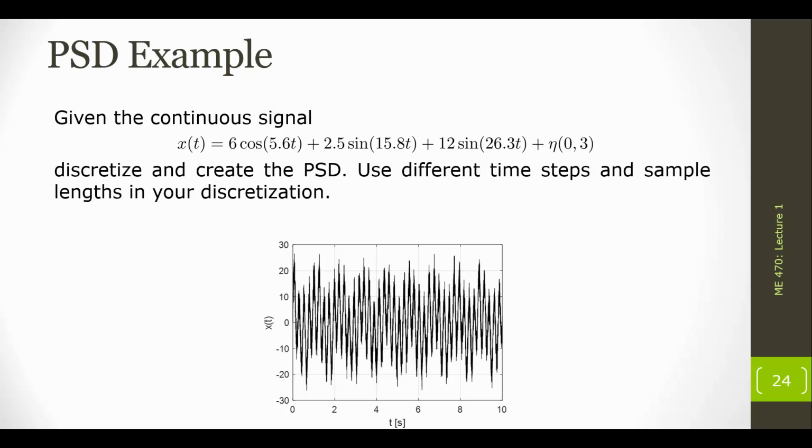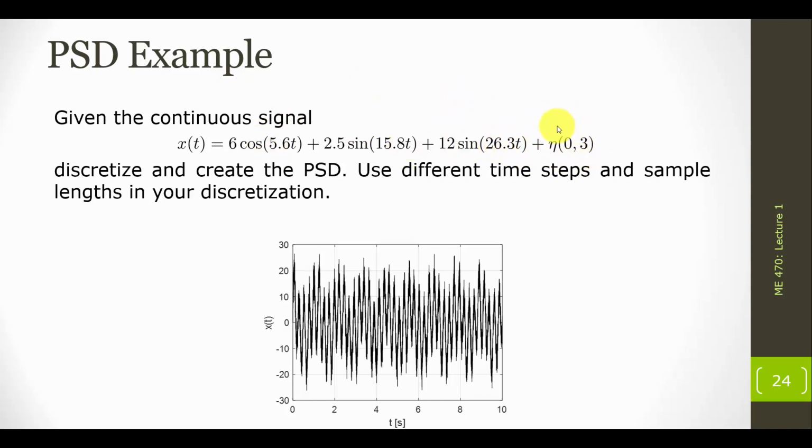Now let's illustrate how a power spectral density plot works using this example. Here we're given this continuous signal defined with this x of t. Notice that the given signal consists of a cosine term with a frequency of 5.6 radians per second, a sine term of 15.8 radians per second, and a sine term at 26.3. So we actually know from the generating signal that it has 3 frequency components.